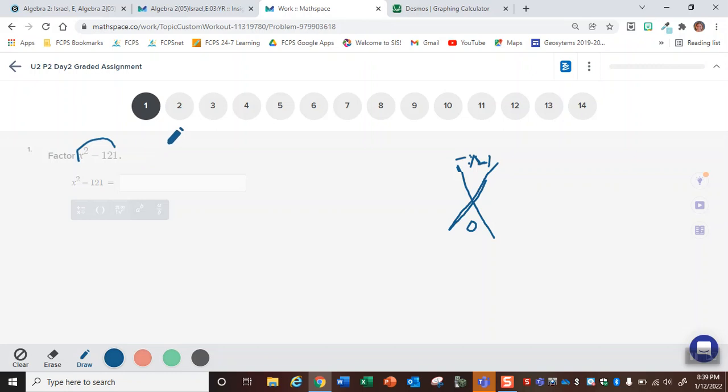All right, so I'm going to rewrite this, keeping the first term the same, x squared. And then I've got negative 11 and positive 11, and that's minus 121. Okay, and then now I've got my grouping.